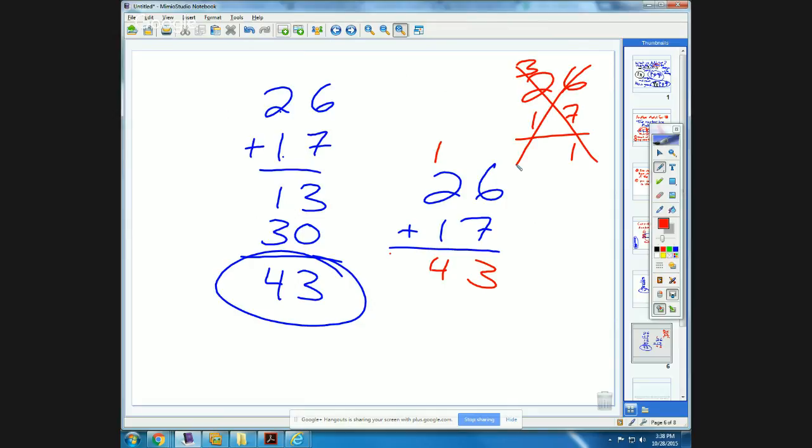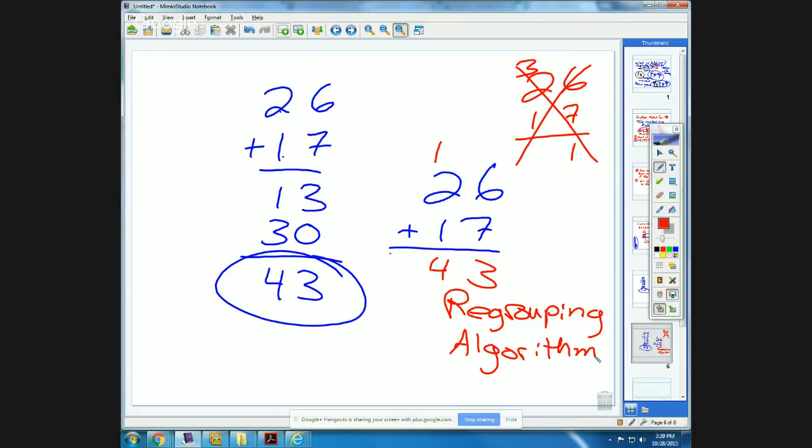So this is called the regrouping algorithm. What you believe you grew up with. Anybody know what algorithm means? It's a set of instructions. Yeah, that's all it is. A procedure, you could call it. Algorithm is just a set of instructions.